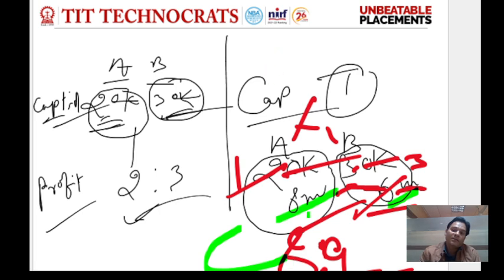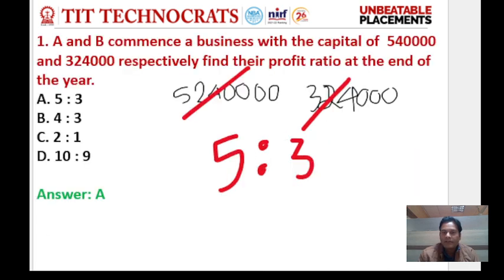Even here you can see the same capital is invested in both cases, but time is also another factor which affects their profit ratio. Now we are going to start the problem like this.